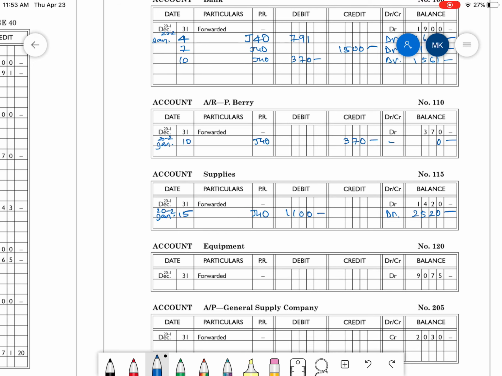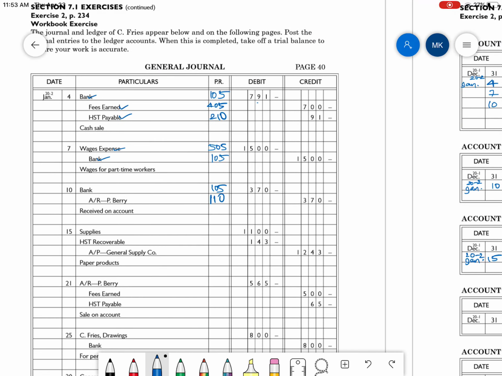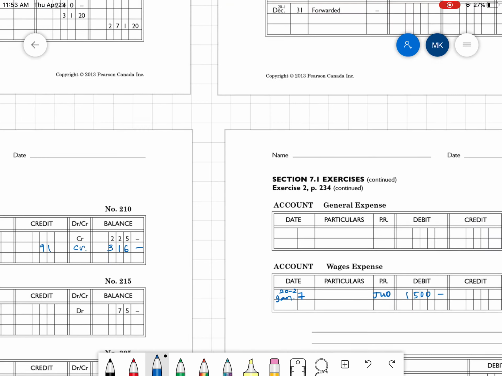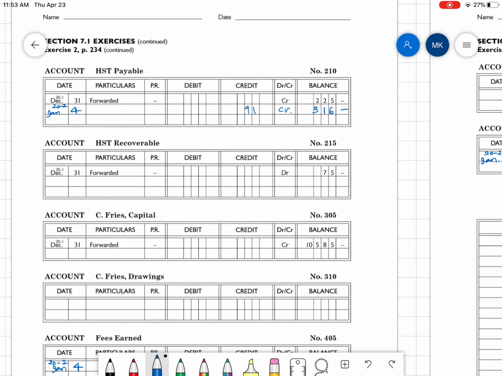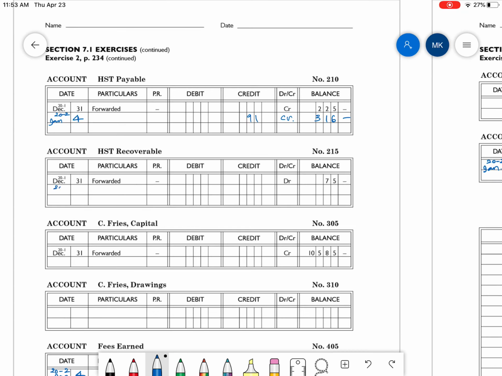Okay, now bank, this was done. Now supplies is done. Now you go to HST recoverable account, you have 143 debit, date. January 15, it is coming from J40. Sorry, we forgot to write here J40. And then it is $143 on the debit.